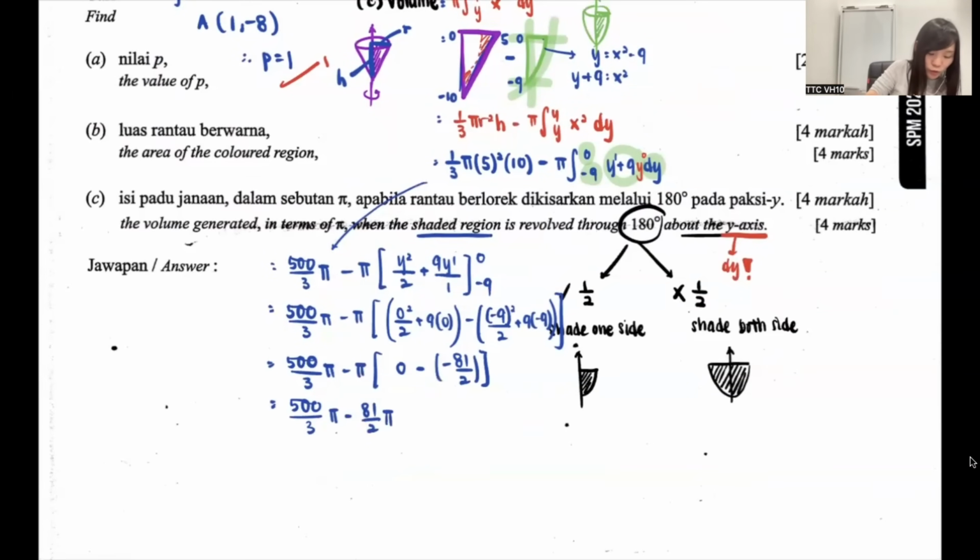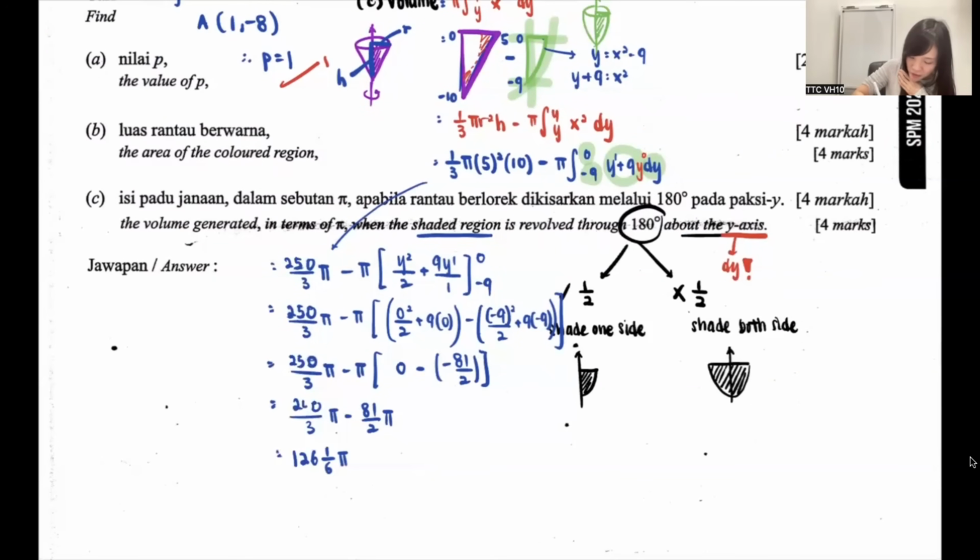So 500 over 3 minus 81 over 2 pi. I guess getting the answer 126 1 over 6 pi. Can you guys all saw this answer? Is this the correct answer? Do I press correctly? Negative 9 square, 5 square, times 10 divided by 3. Guys, you must be trying to tell me I pressed wrongly for this, right? I realize it myself. I also feel weird. Why the answer so big?